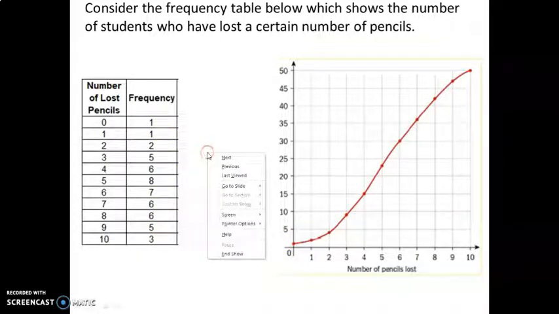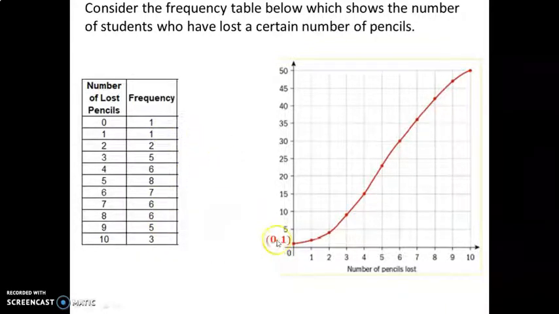So let's see. I'm going to show you that first point is 0, 1. That matches this. However, the next point on here is 1, 2. That does not match our point here. So where does that 1, 2 come from? And now look at the next point, 2, 4. Again, that does not match what we have here. Next point is 3, 9. Next point is 4, 15, and on and on. Those points clearly do not match what we have here.